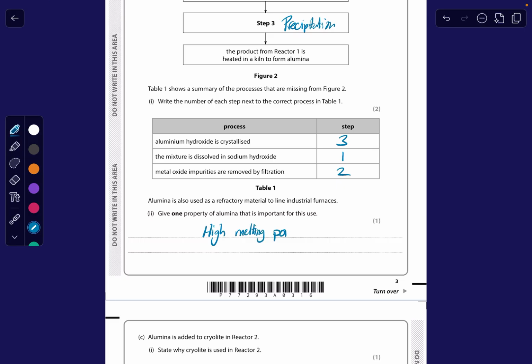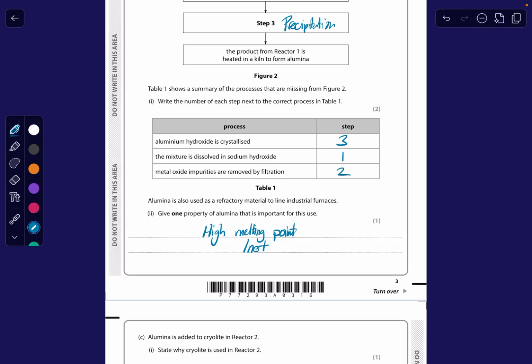Now, whatever's going on in that furnace, you're not going to want it to react with anything else in that furnace. So you will also need it to be chemically inert. So that is another useful property of it.